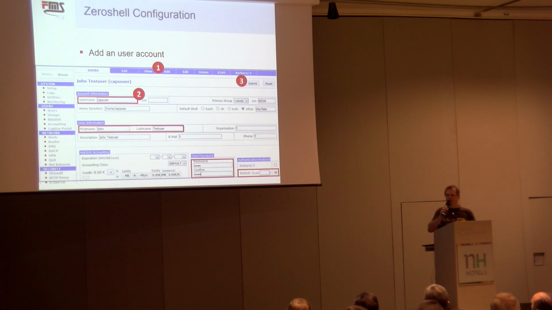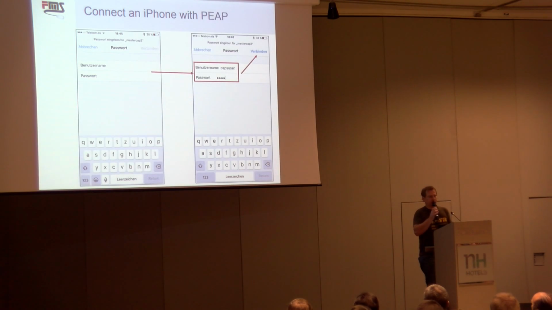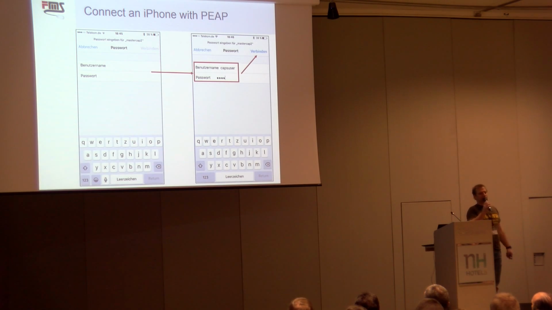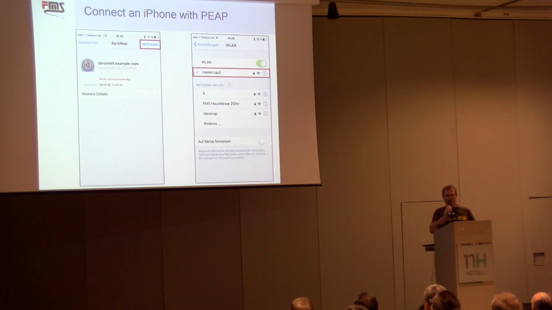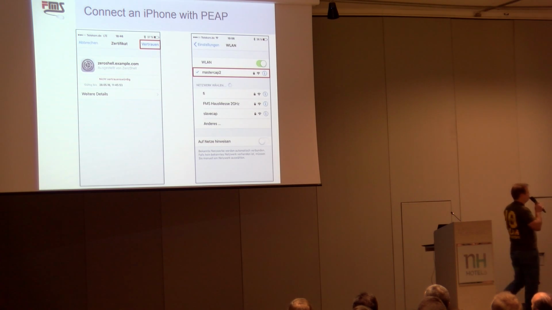And once you did that and try to connect to your SSID, you will be asked for username and password, so not only the encryption key, but username and password. You can give that. Afterwards, you will be asked, at least in the standard setup, to trust the self-signed certificate ZeroShell is coming with. And once you did that, you're connected to your SSID using Enterprise WPA.